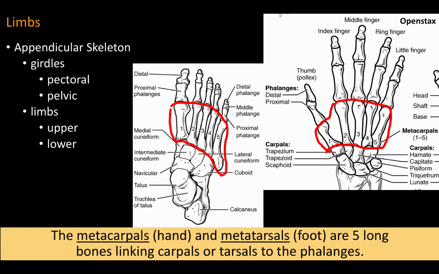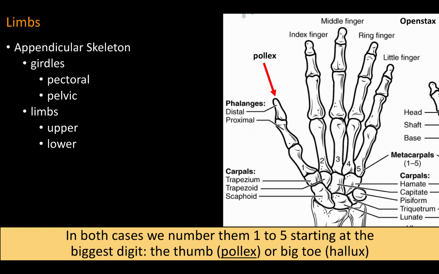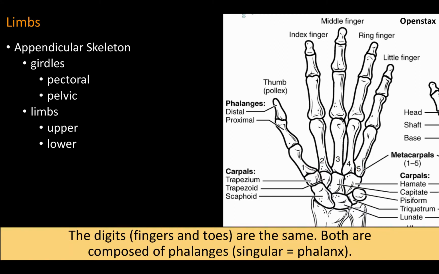The metacarpals, hand, and metatarsals, foot, are 5 long bones linking carpals or tarsals to the phalanges. In both cases, we number them 1 to 5, starting at the biggest digit, the thumb, pollex, or big toe, hallux. The digits, fingers and toes, are the same. Both are composed of phalanges.